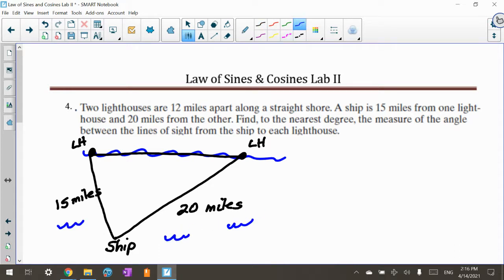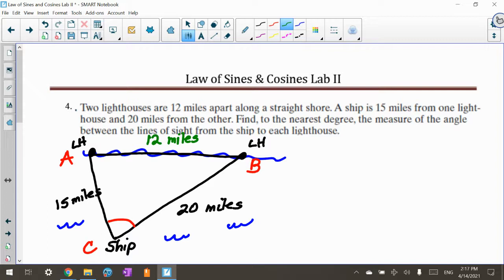Okay, so now we want to know what the angle is between the ship and each lighthouse. So basically, we're looking for this angle here. All right, so you could call this ABC if you want. You got A, B, and this is C. So we're looking for basically angle C. Okay, so if we're looking for angle C, oh, wait a minute, I didn't write down how far apart they are. They're 12 miles apart. Okay, so they're on the green land here. So I'm looking for angle C.